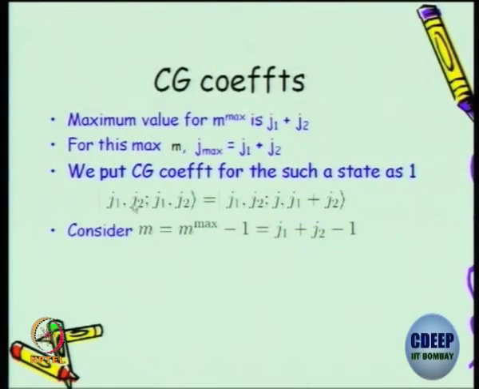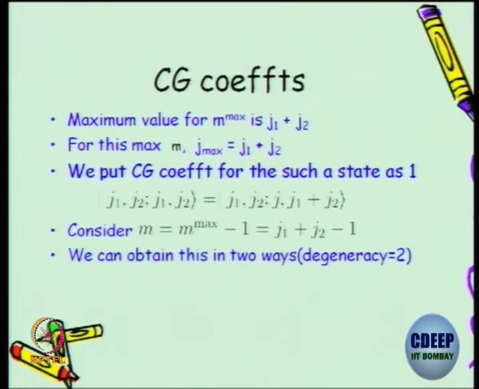Okay. So, let us consider a state with a magnetic quantum number which is 1 less than the maximum value. So, that is J1 plus J2 minus 1. Once this M becomes J1 plus J2 minus 1 and we have fixed the total J to be J1 plus J2, that will still allow the state. You agree? It will still allow that state.